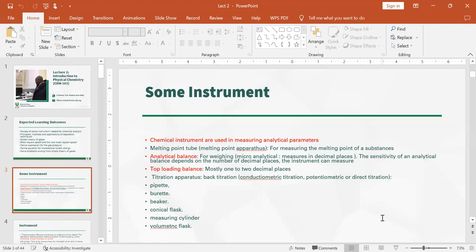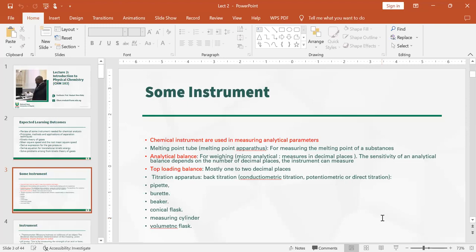And why is it sensitive? That means if you have a fraction, maybe 0.00, up to 4 decimal places, some up to at least 3 decimal places can be measured. So if it can measure a higher number of decimal places, it's called an analytical balance. But if you can just measure 1 decimal place or a maximum of 2 decimal places, then it is called a top loading balance. The top loading balance measures 1 or at most 2 decimal places. The analytical balance should be able to measure at least 4 decimal places.